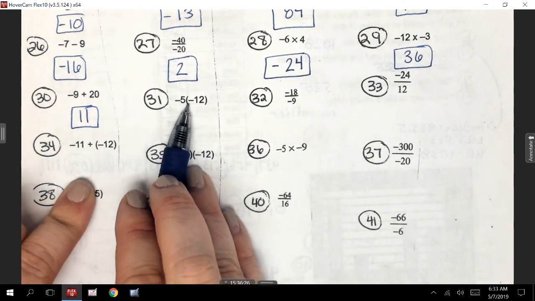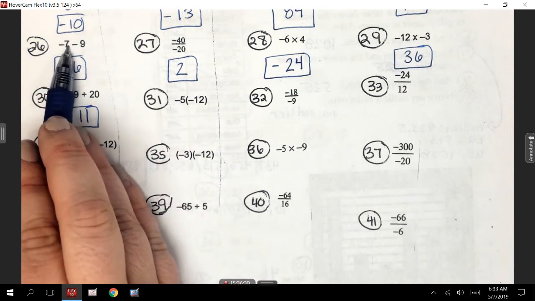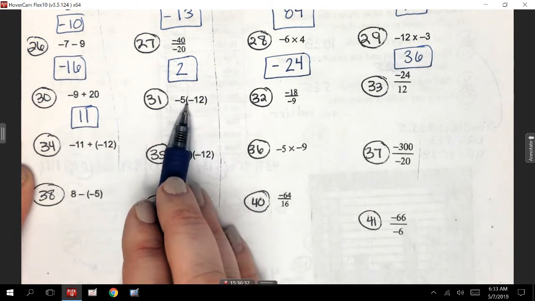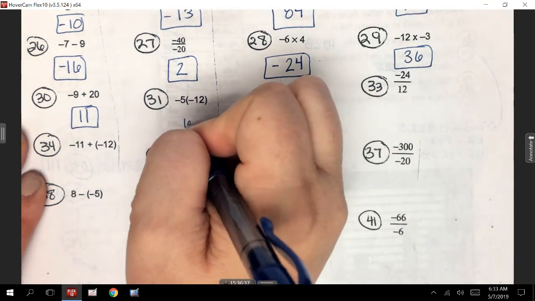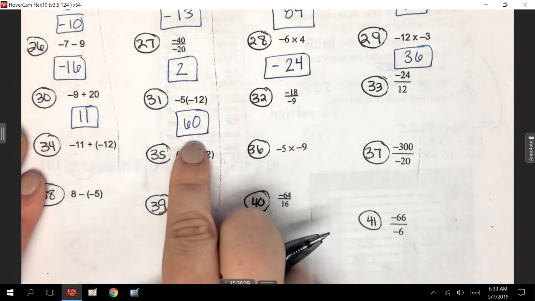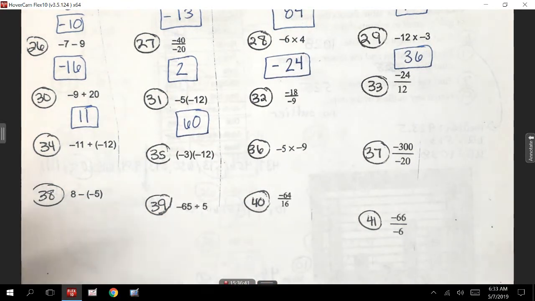All right, you can see here the parentheses is right next to the 5 now. That's why this is multiplication, and this is not. You can see they're right next to each other here, okay? So 5 times 12 gives me 60. I'm going to make it positive because they're the same sign.